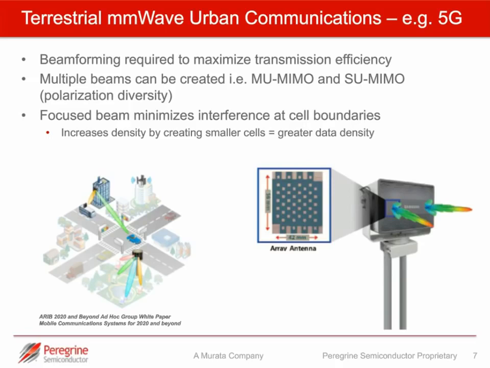In addition, the applications require either multiple users, so multiple beams to be formed to track individuals, or using multiple beams for one user, such as polarization diversity. An additional benefit of using beamforming is that as we get to higher data rates and higher data densities, we can create smaller cells much more efficiently. We can manage the energy on the cell boundaries so there's less interference and spillover across cell boundaries.